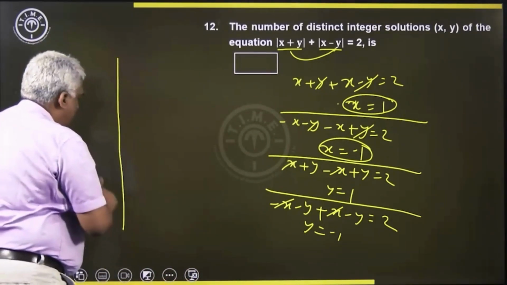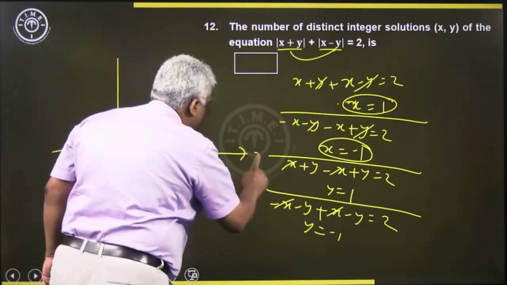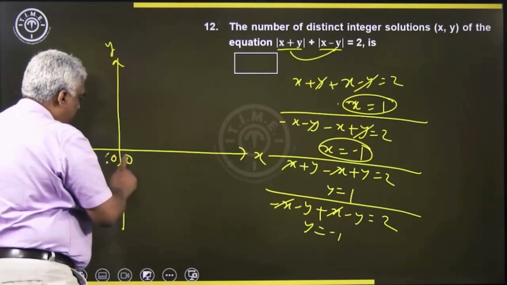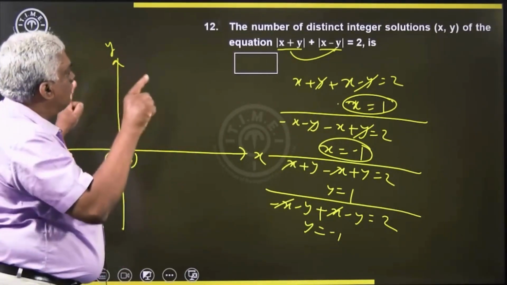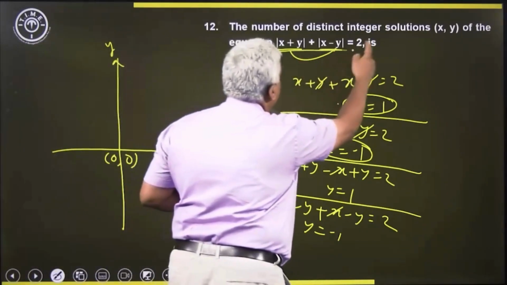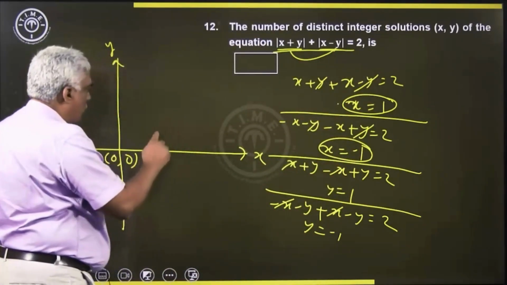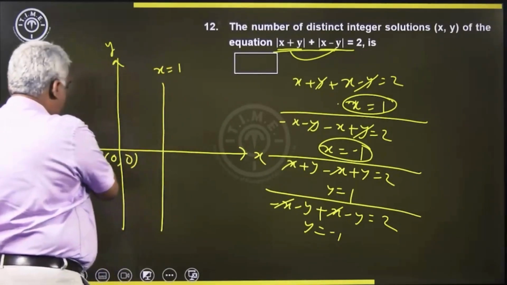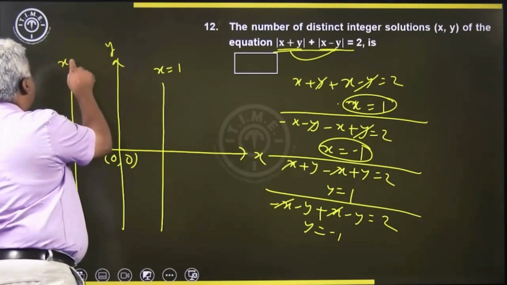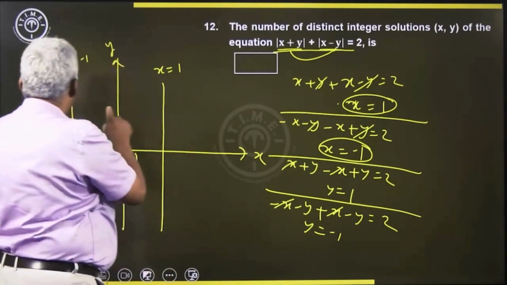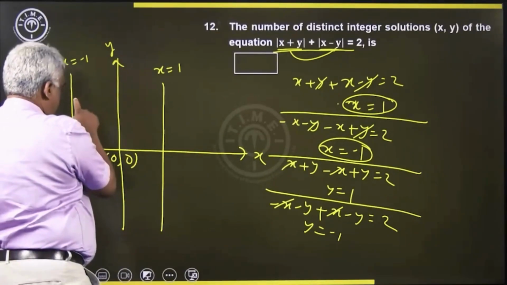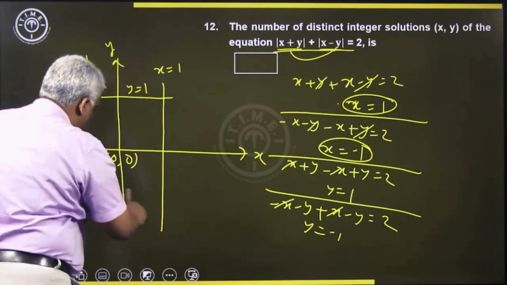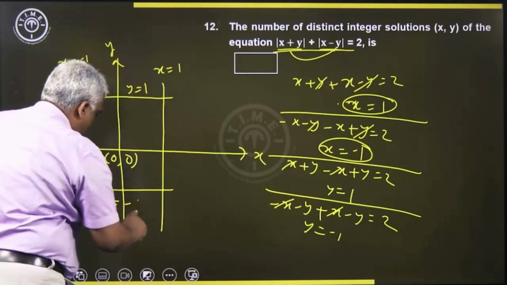Means if you visualize on a graph paper, this is the x axis, this is the y axis, this is the origin, right? So we'll get the integer points on the boundary. This is equal to the boundary, right? So one line will be x equal to 1. One line will be x equal to minus 1. One line will be y equal to 1, right? And one line will be y equal to minus 1.